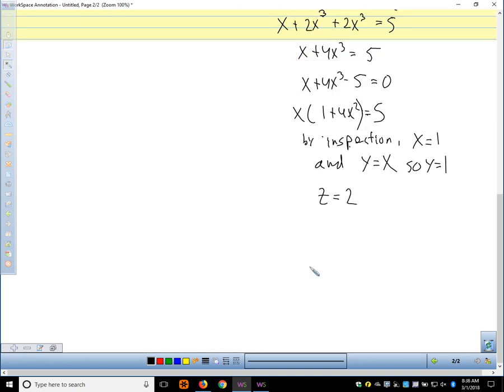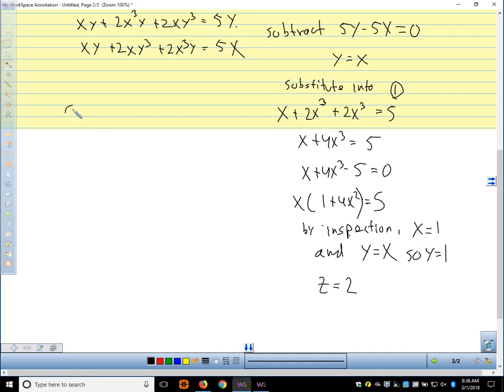And were we trying to find our point? What were we trying to find? We were trying to find the distance. So our distance equals the square root of 1 minus 5 squared plus 1 minus 5 squared plus 0 minus 2 squared. And our minimum distance turns out to be 6 units.